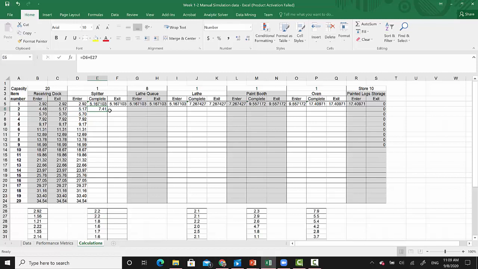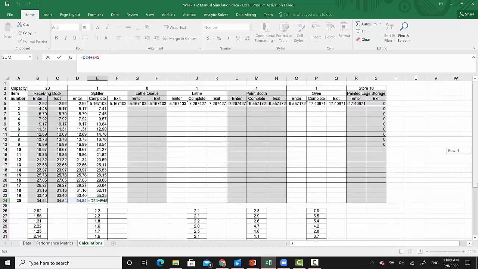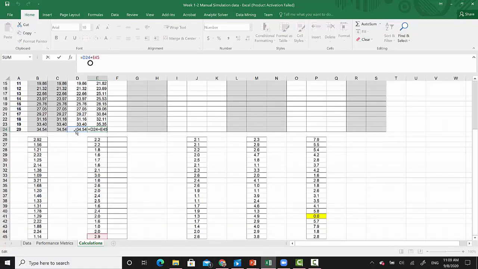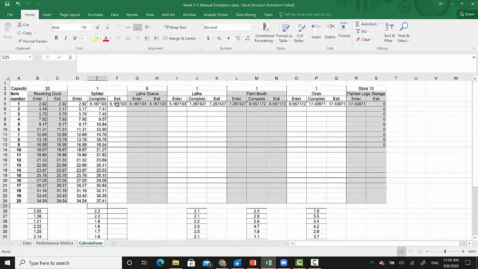So for this one, we can double click again to copy it. So let's just check the last one. So it's the entering time plus its processing time. Okay, now the exit time. Again, based on the same logic as what we did earlier.